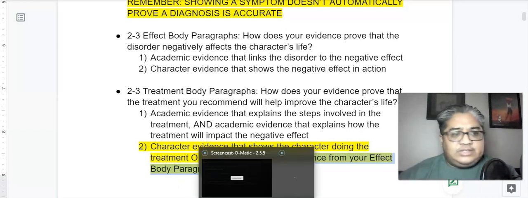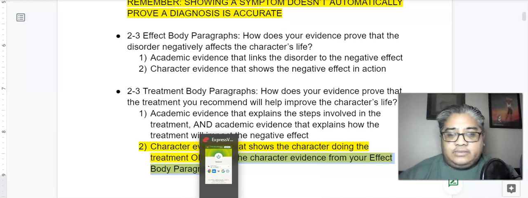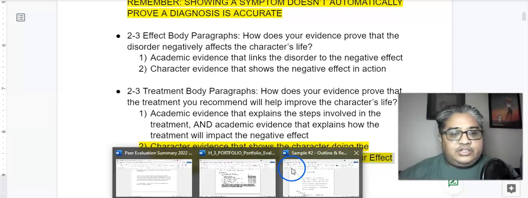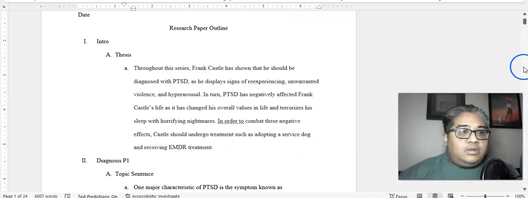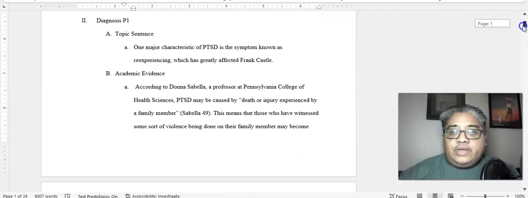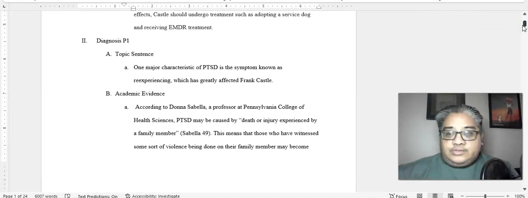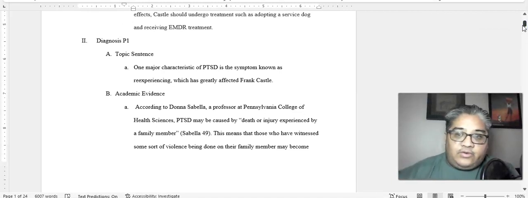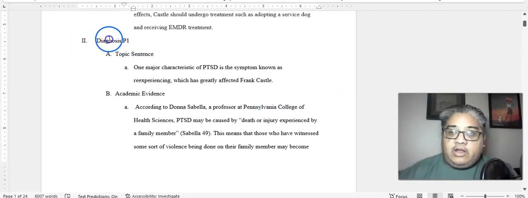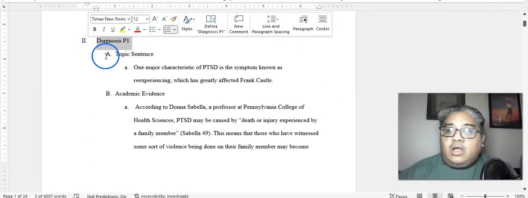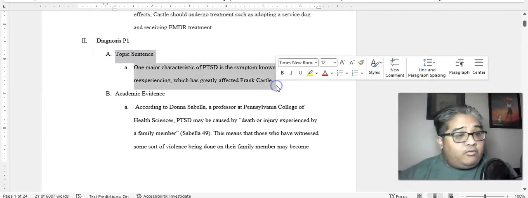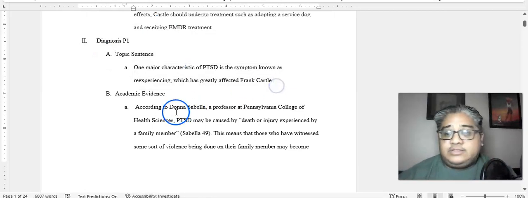In fact, let's look at a quick sample. Let's look at the second sample again to finish off this video. So again, in general, what I'm looking for in each body paragraph. So this would be the student's first diagnosis body paragraph, diagnosis paragraph number 1. It could be a full sentence, or it could just be a word or phrase telling me what the topic of the paragraph is. But I want to know what the topic is.